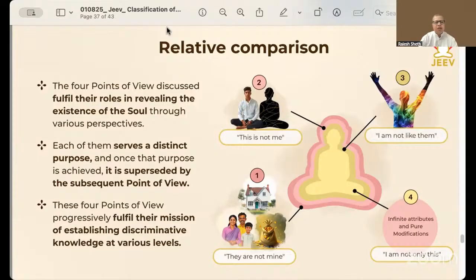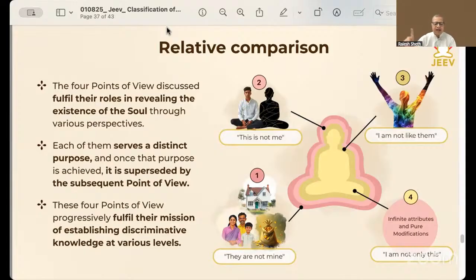So each serves a distinct purpose, and once that purpose is achieved, it is superseded by the subsequent point of view. So gradually we move from the first to the fourth. These four points of view progressively fulfill their mission of establishing discriminative knowledge at various levels.